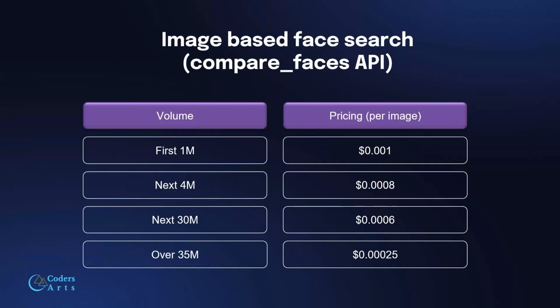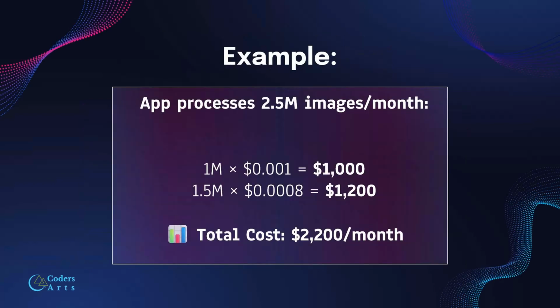Now let us try to understand how the calculations for the pricing works with an example. So if your app processes 2.5 million images in a month, then the total cost that you would incur would be $2,200 per month. Alright, and this is how the breakdown goes.